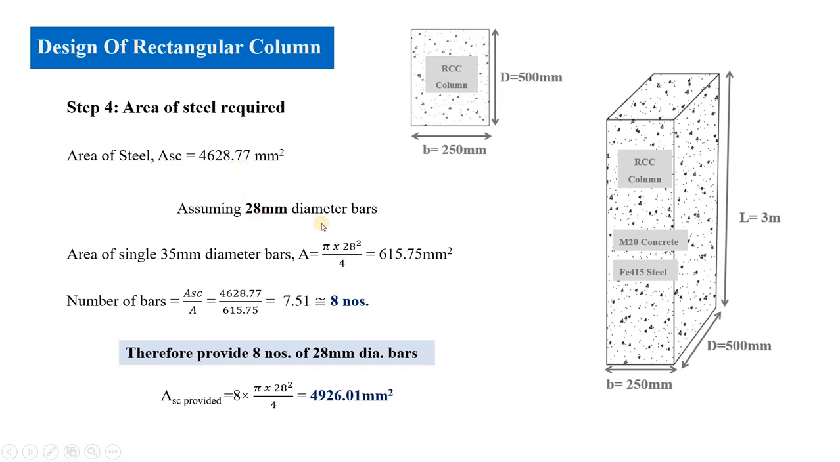Let us assume 28 mm diameter bars. Then area of a 28 mm diameter bar we will get as 615.75 mm². Next, number of bars we will get by the total area of steel divided by area of a single 28 mm diameter bar. Then we will get 8 bars required. Therefore, we are providing 8 numbers of 28 mm diameter bars. So area of steel provided, we will get as 4926.01 mm².